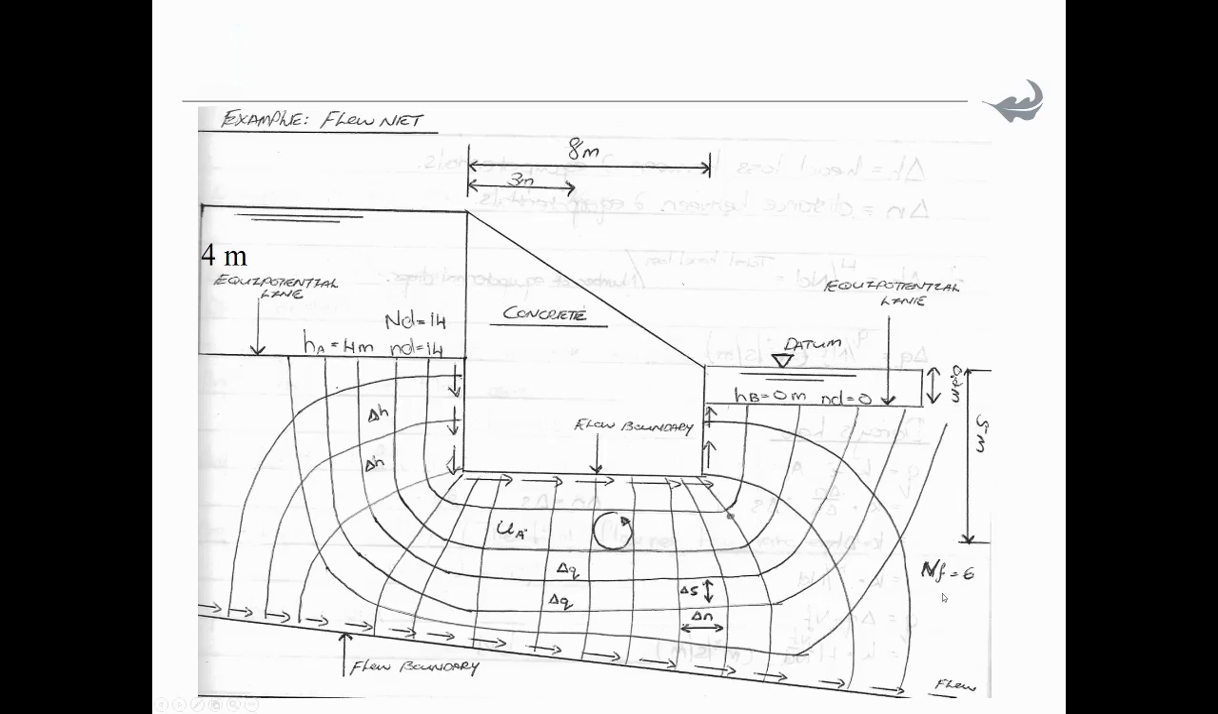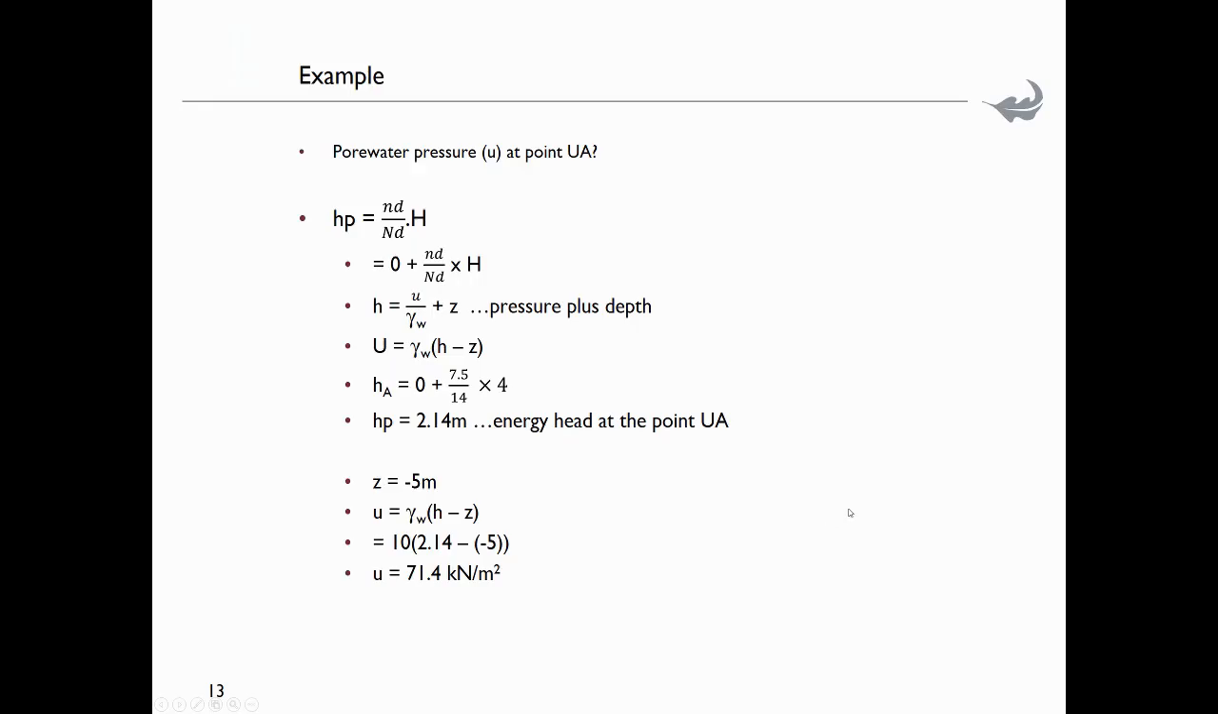And in this case then the total number of flow lines is 6: 1, 2, 3, 4, 5, 6. The bottom one is also a flow channel. And the equipotential lines, you start counting from this side: 1, 2, 3, 4, 5, 6, 7, 8, 9, 10, 11, 12, 13, 14. So the total number is 14, and this is ND 14, and this is ND 0. So what is the pore water pressure at that point?